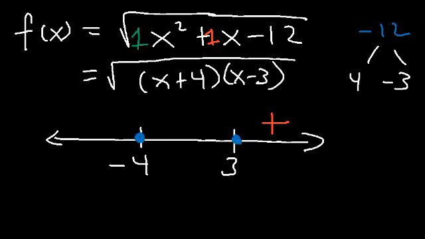If we plug in a number between -4 and 3, like 0, 0 plus 4 is positive, 0 minus 3 is negative. A positive and a negative gives you a negative number.